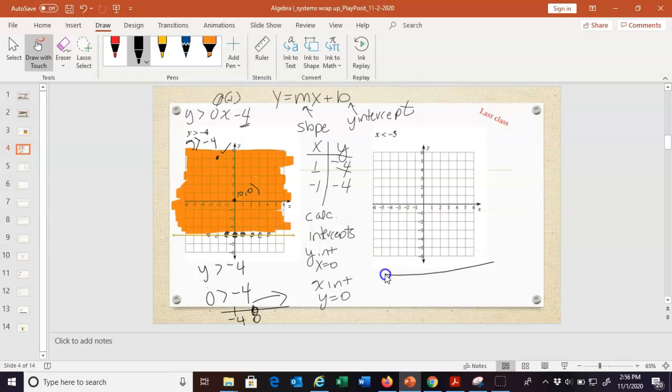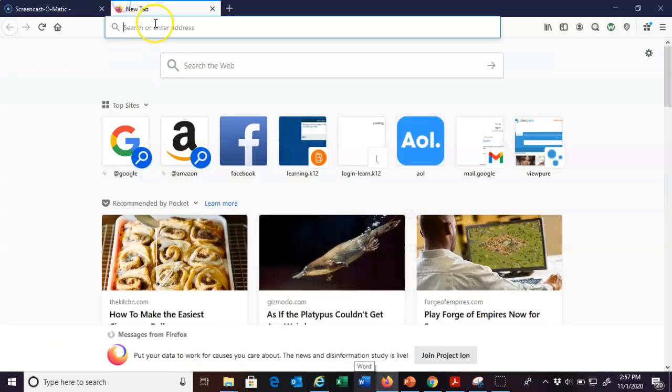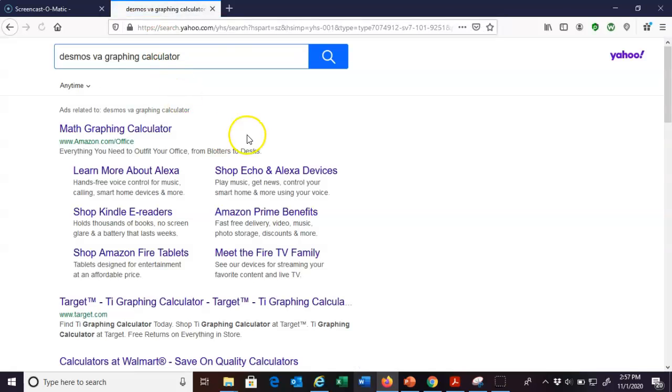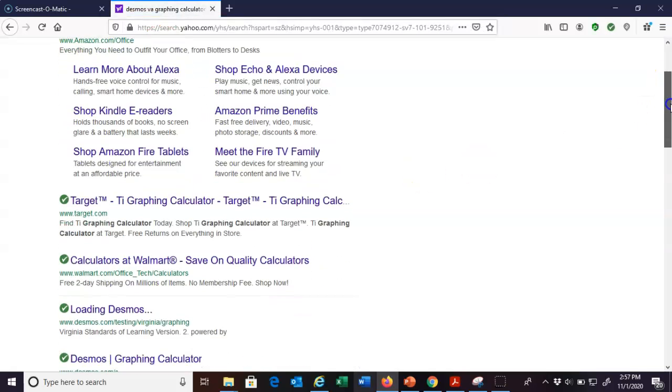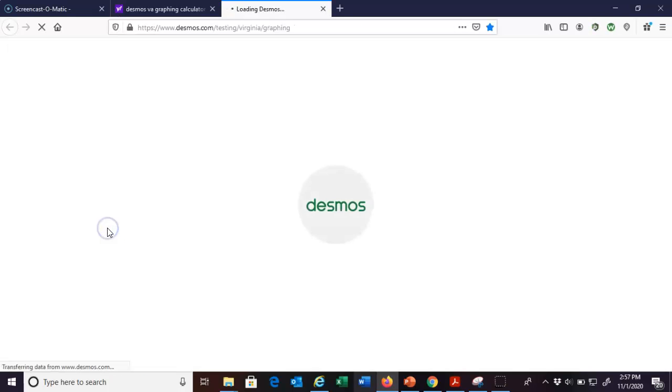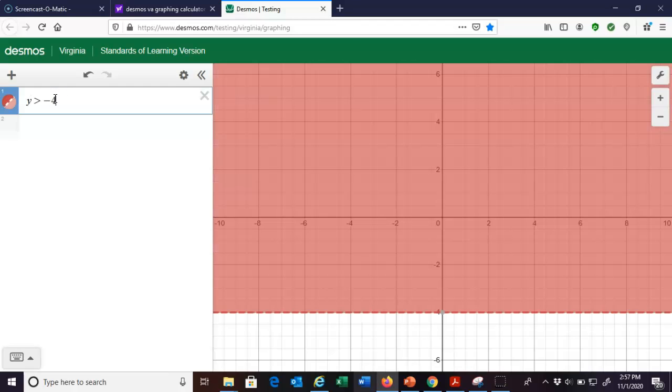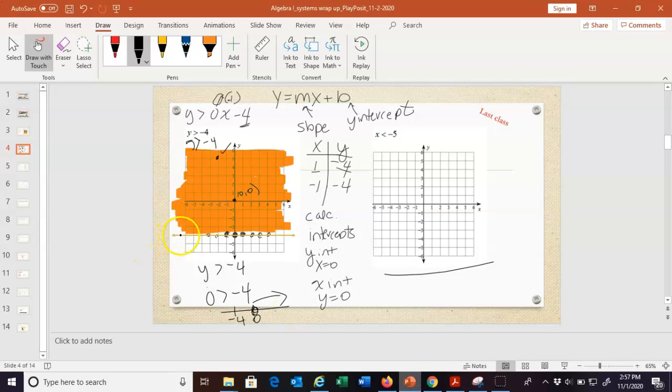All right, let me show you guys on the graphing calculator. So we want to go to our Desmos graphing calculator. I should have it earmarked here. I know you guys do. We've talked about it. Okay, so we're just going to type y is greater than -4. And there it is. So you can see here, because it's just greater than, it is a dotted line, right? We're not going to include the value of -4, but it did shade all above the line.